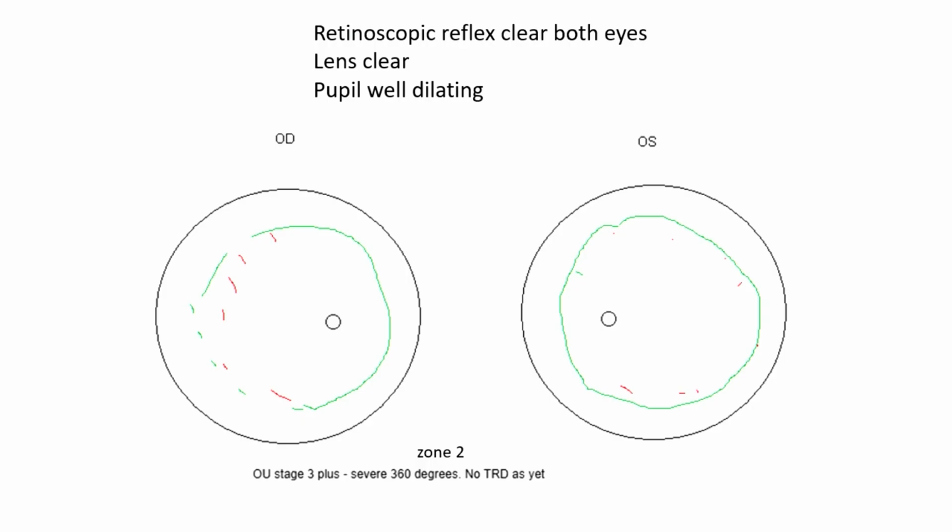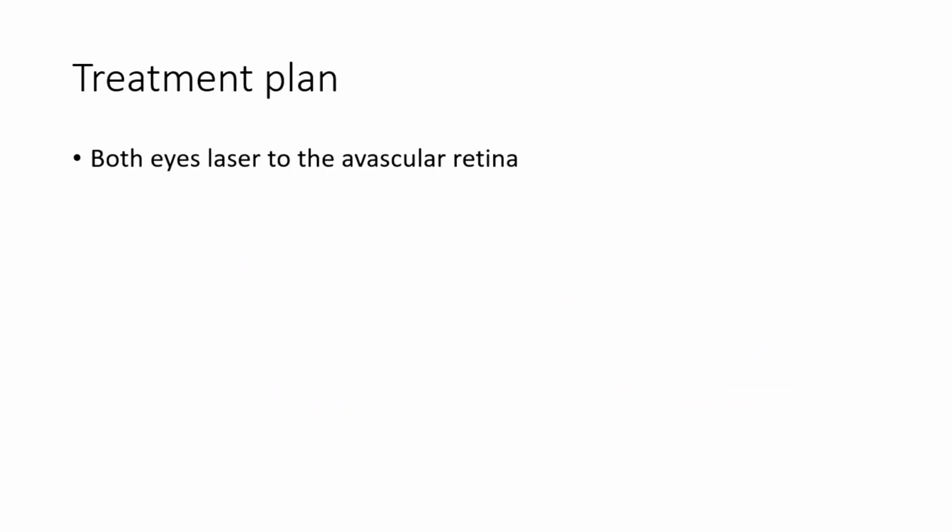So on fundus examination, in zone 2, there was a ridge with neovascular proliferation extending inside the vitreous. So zone 2 stage 3 with plus disease was diagnosed. So the child was planned for laser to the avascular retina in both the eyes.